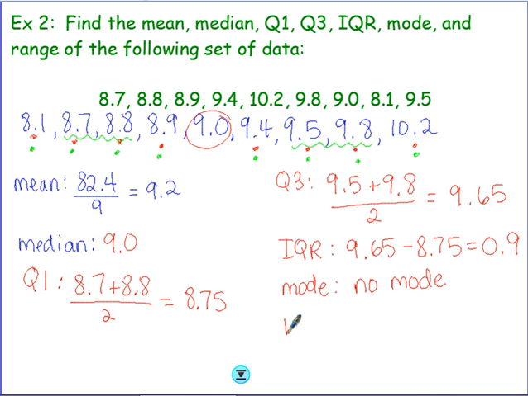Finally, we have the regular range. My very highest is 10.2 minus my very lowest is 8.1 for a range of 2.1. So these are your very basics. Some of your homework is going to have some of these very basic questions. Now that we've done the basics, we're going to move to the more critical thinking questions.